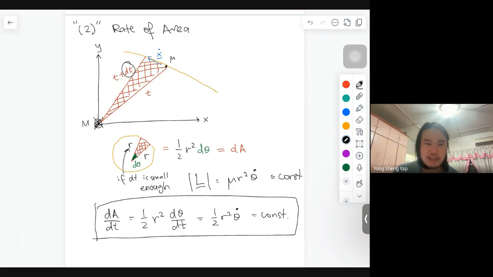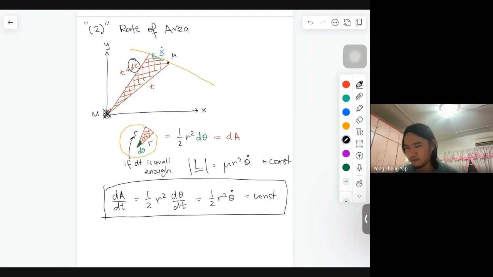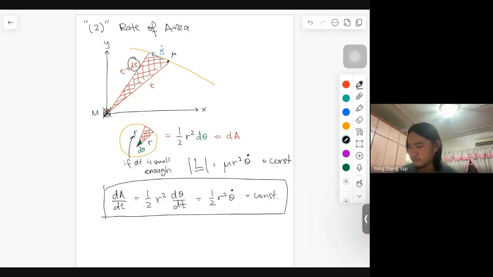Has anyone seen something like this before? Has anyone seen any other thing that gave you a rate of area that is constant from other places? Has anyone seen something similar? No. Okay. Maybe not.